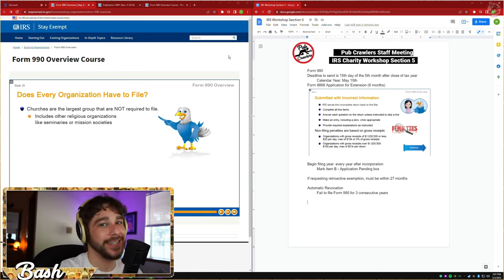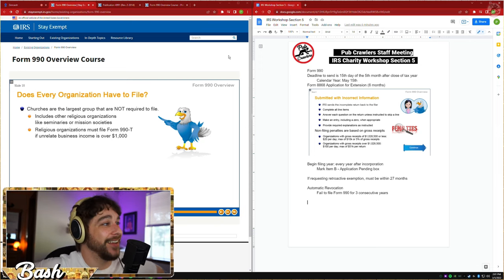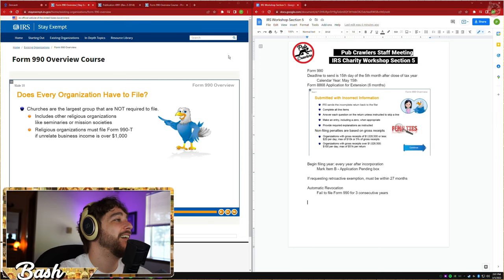It just blows my mind. Other exempt organizations, that just blows my mind. However, churches must file Form 990T to report unrelated business income if they have more than $1,000 of gross unrelated business income in any taxable year.